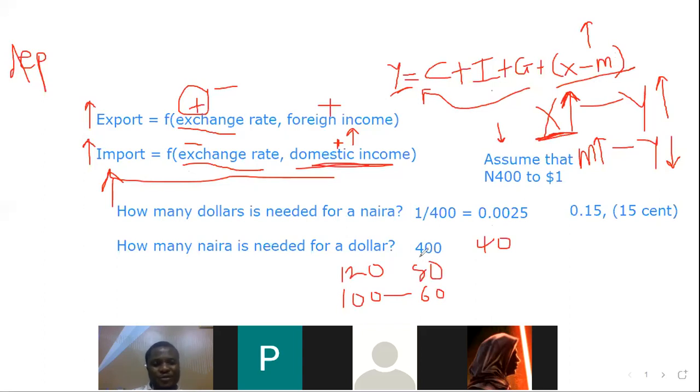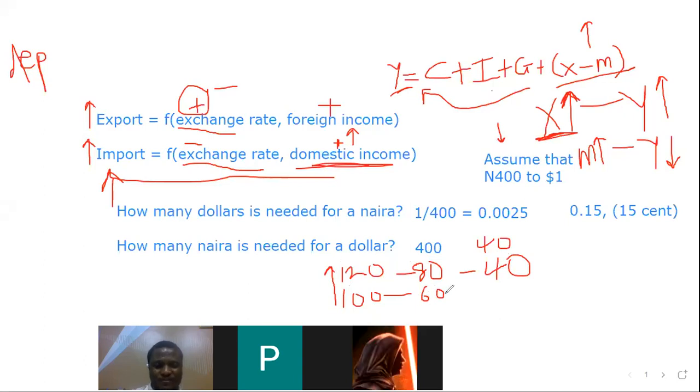If that happens, what can you say? You will see that although you have depreciated the economy, there is no change in net export, the economy still remains at 40. That means for exchange rate depreciation that will cause this 100 to move to 120, the increase in import must not be the same with the same impact. This can move from 60 to 70, so that 120 minus 70 becomes what?